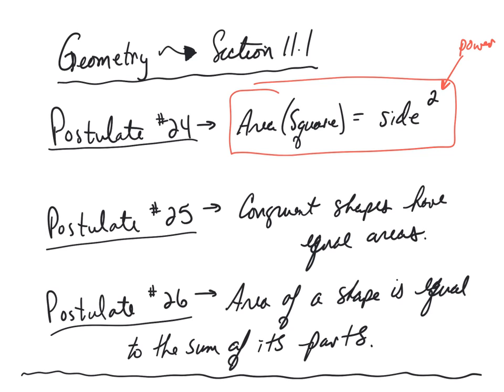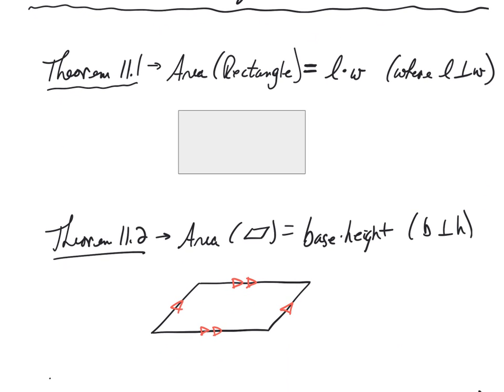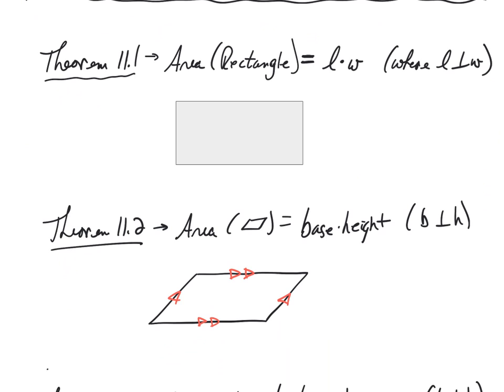Okay? Next, we're going to have three theorems that talk about areas of basic shapes. Now, I know you've seen these before, but just get them into your notebook one more time. Theorem 11.1 gives us the formula for the area of a rectangle. It's just simply the length multiplied by the width. Now, please remember a rectangle is any four-sided shape with all four angles being equal, which of course implies all of the angles have to be 90-degree angles.